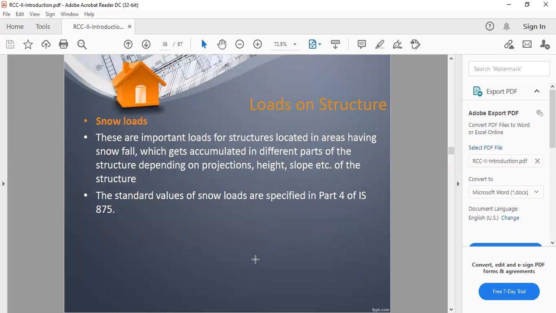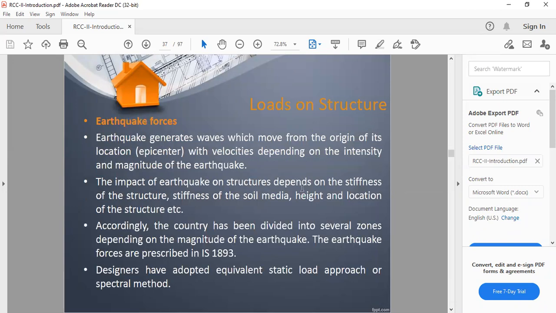Then snow load. In India, snow load only has to be taken into consideration in the north, near the Himalaya region. In our region, we do not consider snow load at all. But if you want to design for it, you have to refer to part 4 of IS 875. Then for earthquake forces, there are different parameters, and for that, IS 1893 is the IS code.